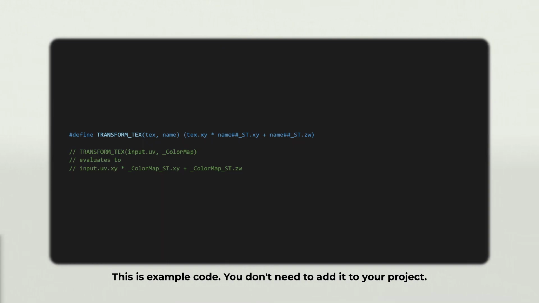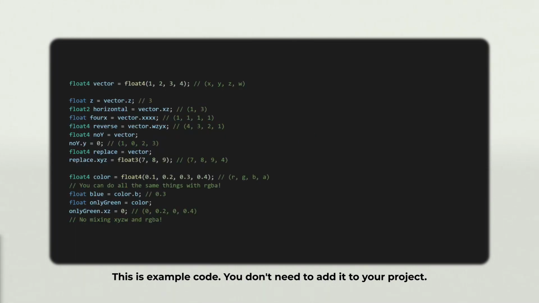There are 2 interesting things about it. First, the double hash tells the precompiler to append text to whatever is passed in as the macro argument. When the macro runs, you can see how it replaces name with _colormap, correctly referencing colormap st. Second, the x, y, and zw suffixes give easy access to a pair of components as a float2.